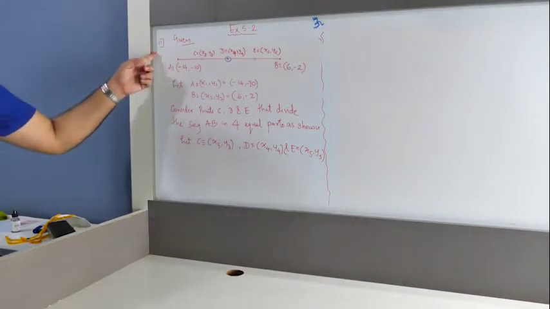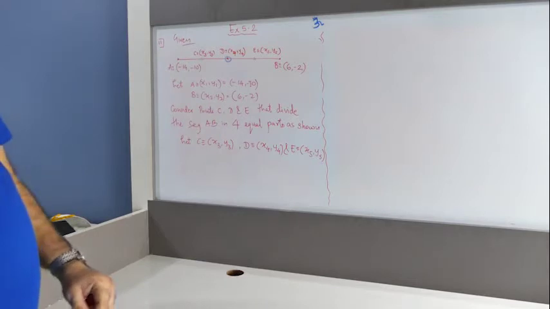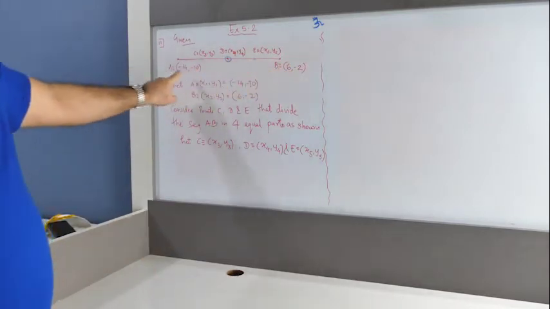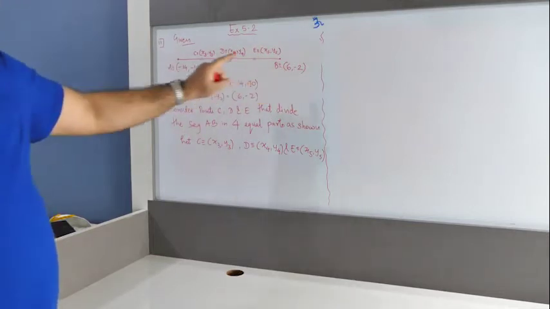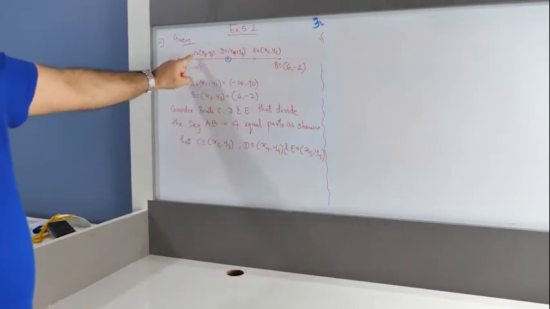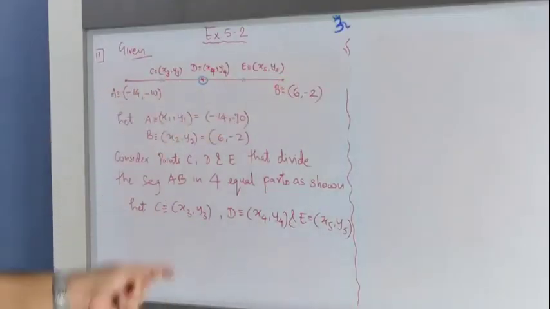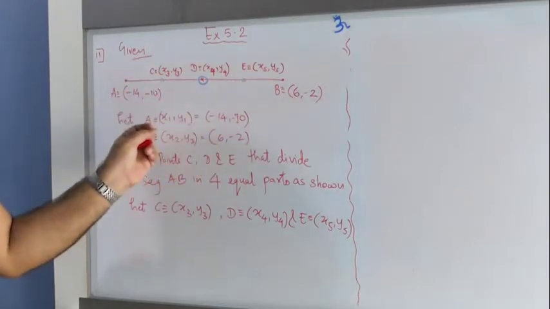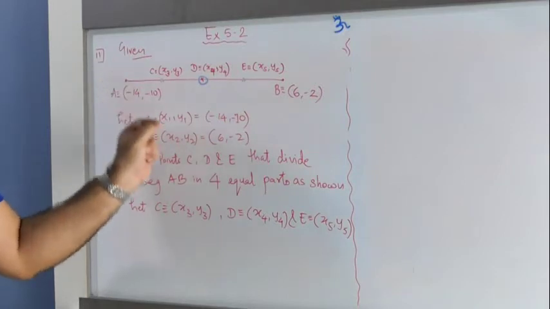Okay, now we go to problem number 11. In problem number 11, we have a segment AB. We are given the coordinates of A, we are given the coordinates of B. We are told that there are 3 points C, D, E which divide this segment AB in 4 equal parts. They have not told us there are 3 points, they have only said that the segment AB has to be divided into 4 equal parts.